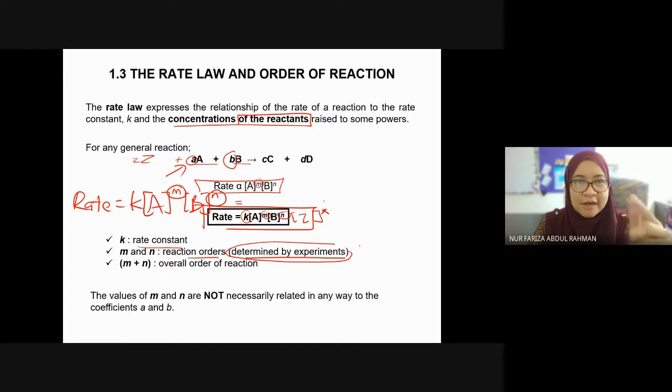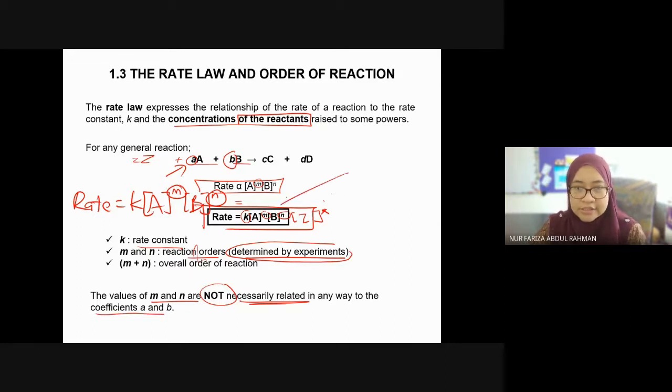Kalau you dapat sama tu, itu kebetulan sahaja. Bukan dia, oh, ini confirm ni, madam ni saja je tak nak kita nak buat kerja senang ni. Ya, tak apa, aku dah set lah. Dia mesti confirm sama. Terus je ambil daripada coefficient from balanced equation. Don't do that. Okay? Jangan pandai-pandai. See, the values of m and n are not necessarily related in any way to the coefficients of A and B.